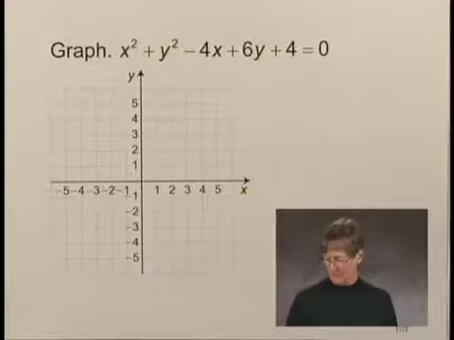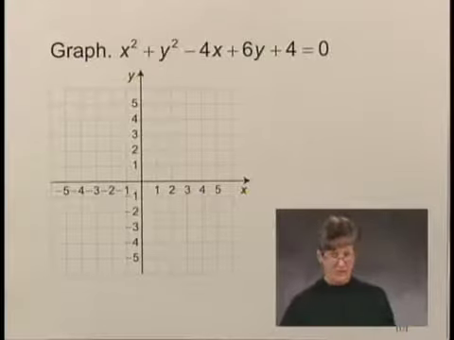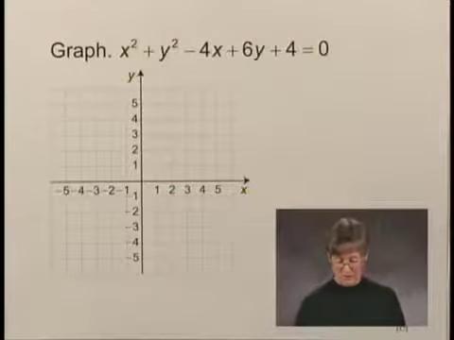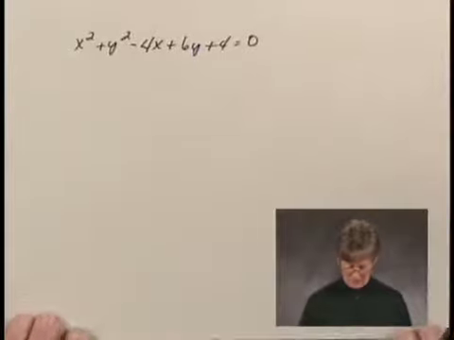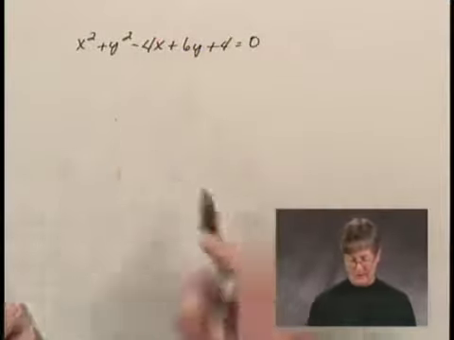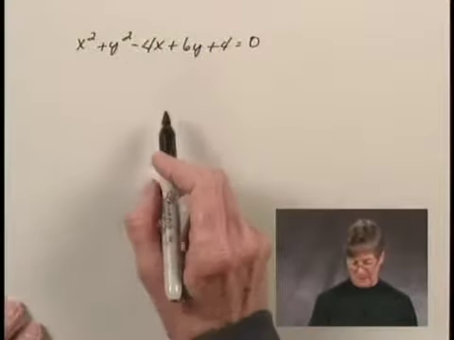But in order to be able to graph this, we need to determine the center of the circle and its radius. And to do that, we're going to have to write this equation in the standard form for the equation of a circle. So let's take a look at the equation itself to begin with. To write this in standard form, I have to complete the square twice on this equation.